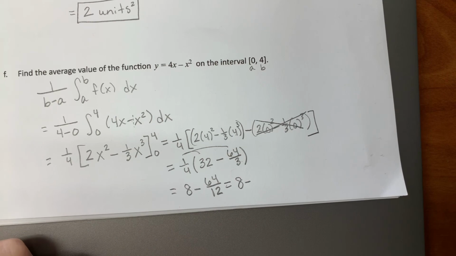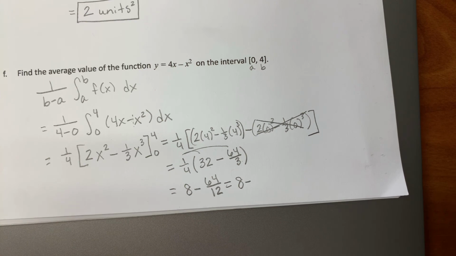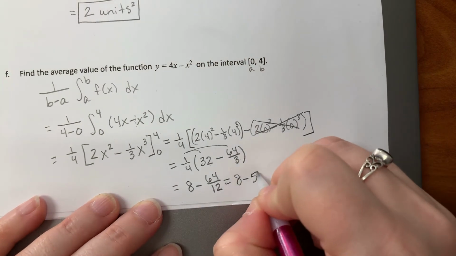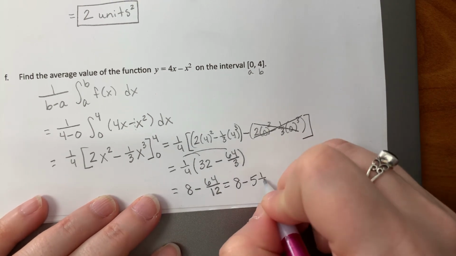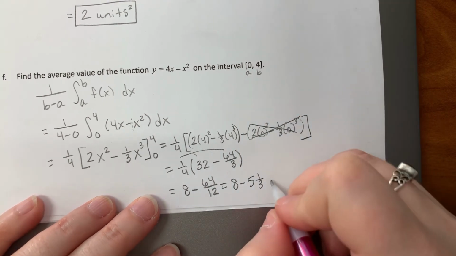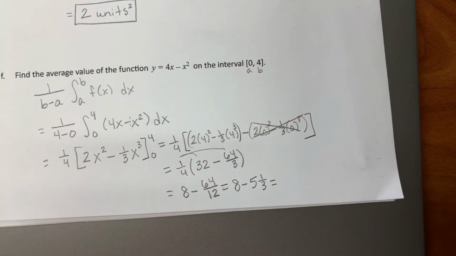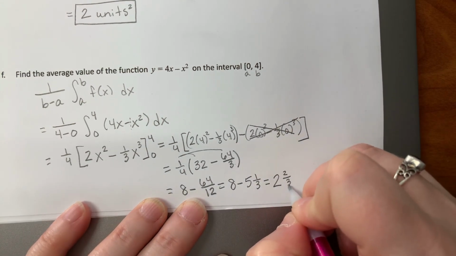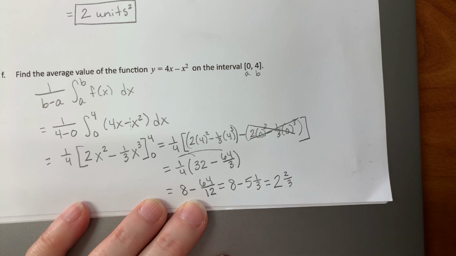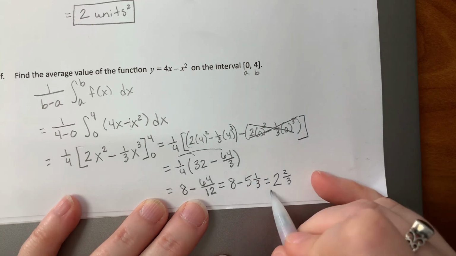12 will go into 64, let's see, 5 times. 12 times 5 is 60, right? So that'd be 5 and 4/12, which would be the same thing as 1/3. Sorry, I'm really having to think hard about this today. And then 8 minus 5 1/3 would give me 2 2/3 left. That'd be 7, 8, yeah. So I'm getting 2 2/3 as my average value.